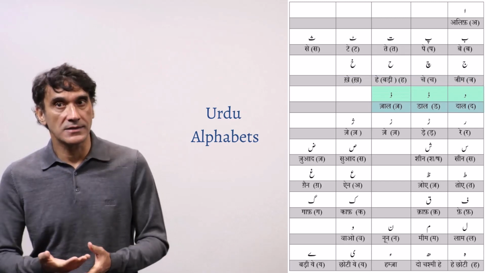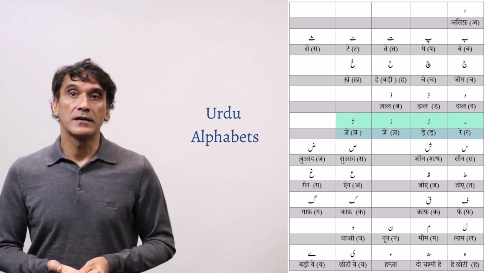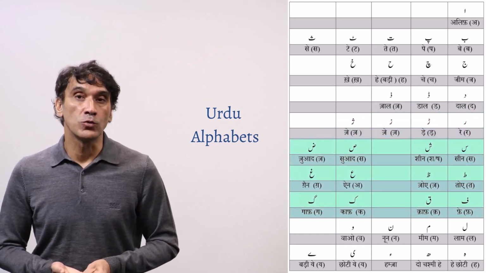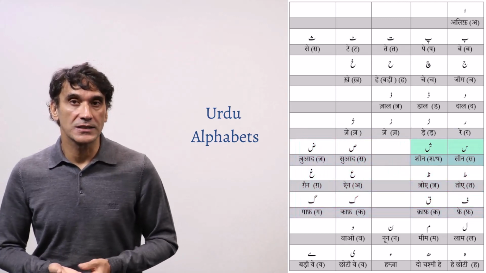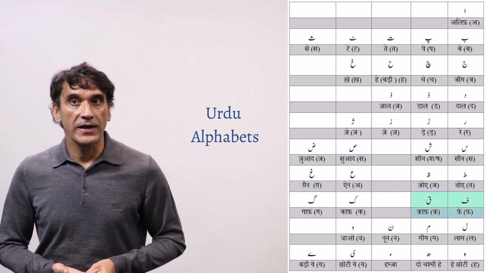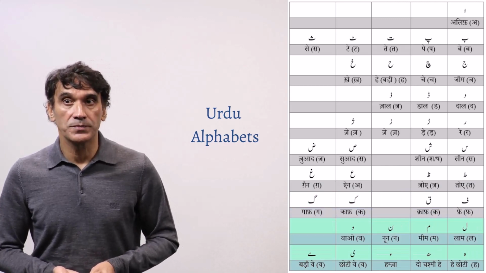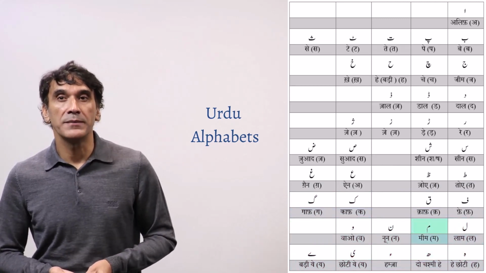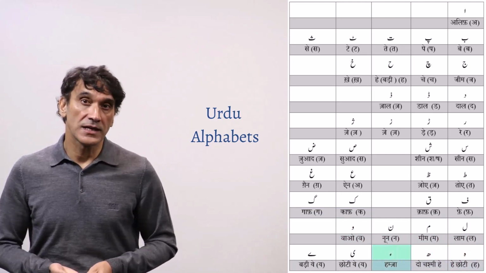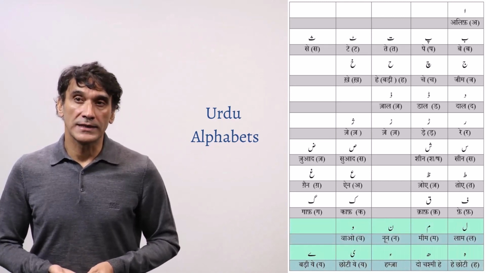Dal, Dal, and Zal. The next one is Re group and it has 4 letters. Re, Re, Ze, and Je. The next 6 groups have 2 letters each. Sin, Shin, Swad, Zod, Toy, Zoe, An, Gan, Fe, Kaf, and Kaf, Gaf. And rest of the letters do not belong to any group. They are Lam, Mim, Noon, Vav, Choti He, Do Chashmi He, Hamza, Choti Ye, and Badi Ye. They are all isolated letters.